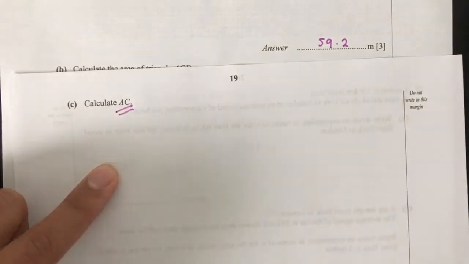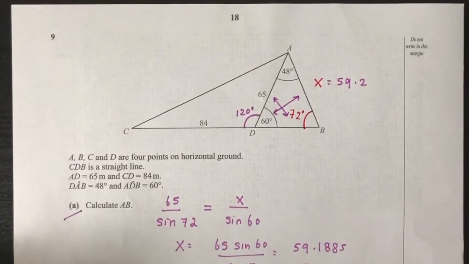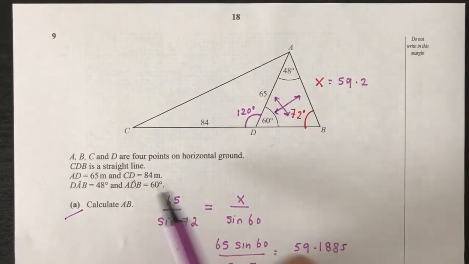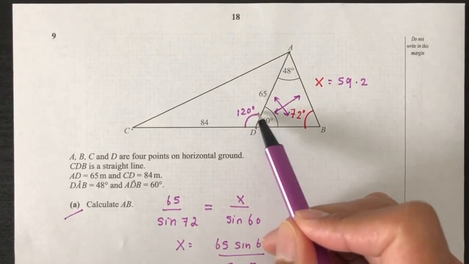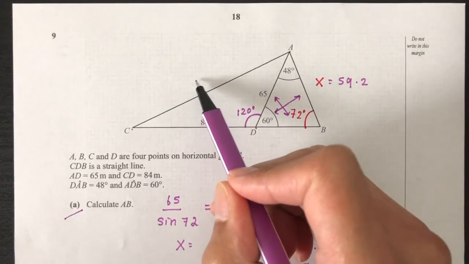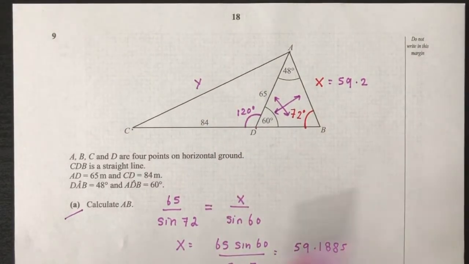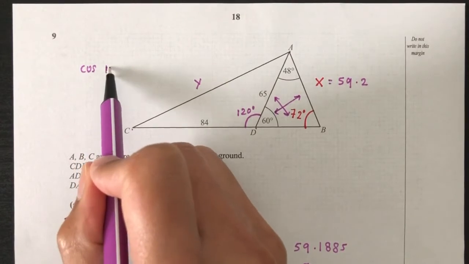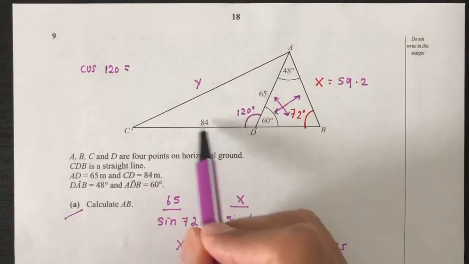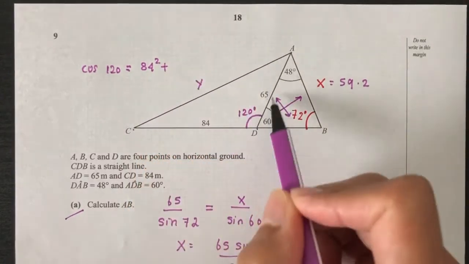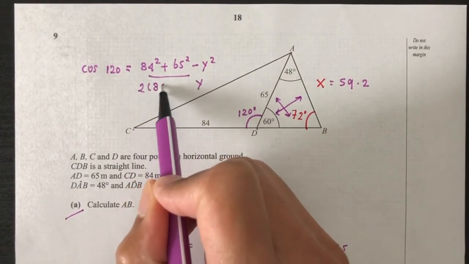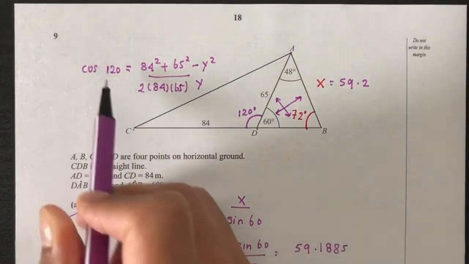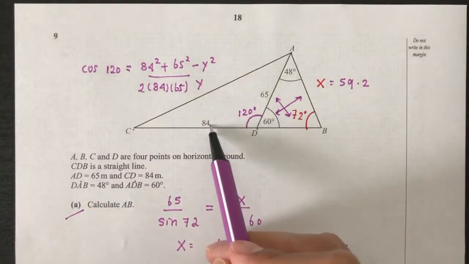Now let's move on to part C. It says to find the side AC. So where is the side AC? AC will be right here. By observation, you can see that for this triangle ADC, we know the angle in between. We know 84 and 65, and this side, let's call it y, we can find by using the cosine rule. So cos of the angle 120 is equal to this side squared, 84 squared, plus this side, 65 squared, minus y squared, divided by 2 times 84 times 65. So that is the equation that links y and everything else.